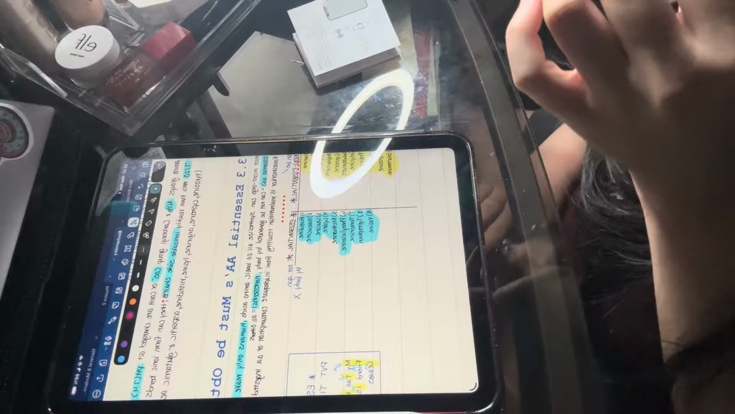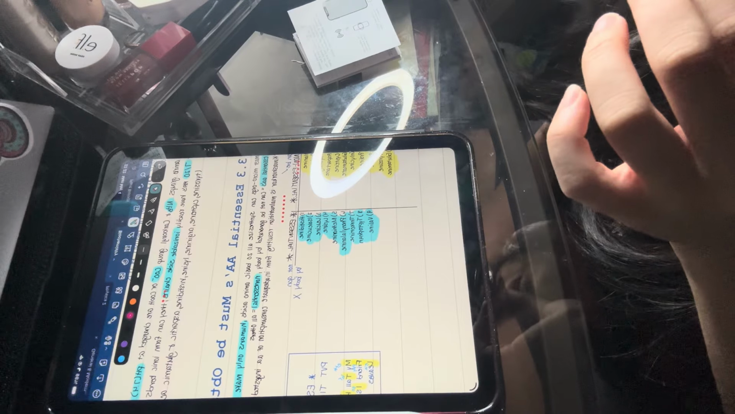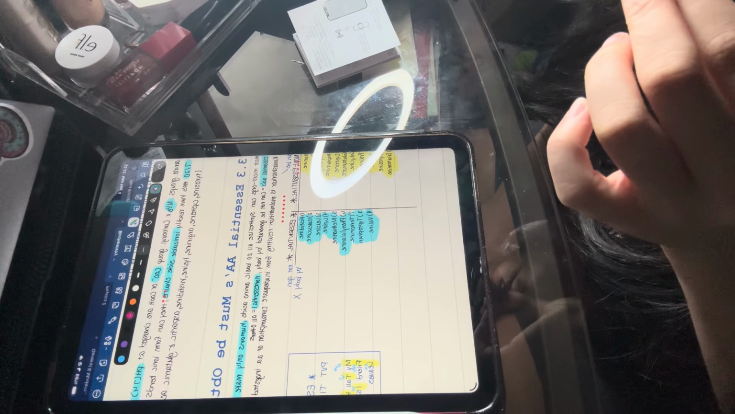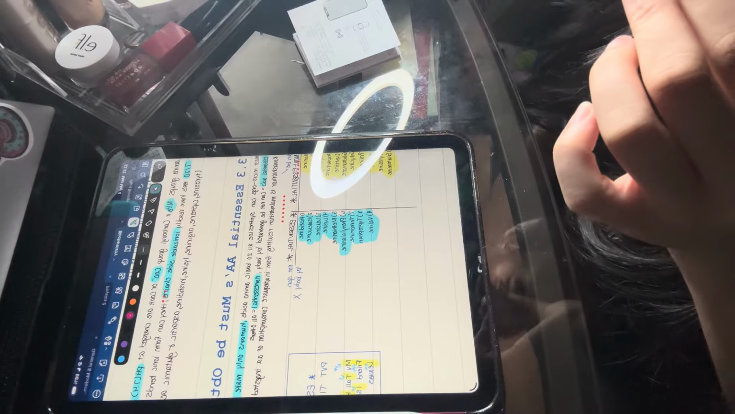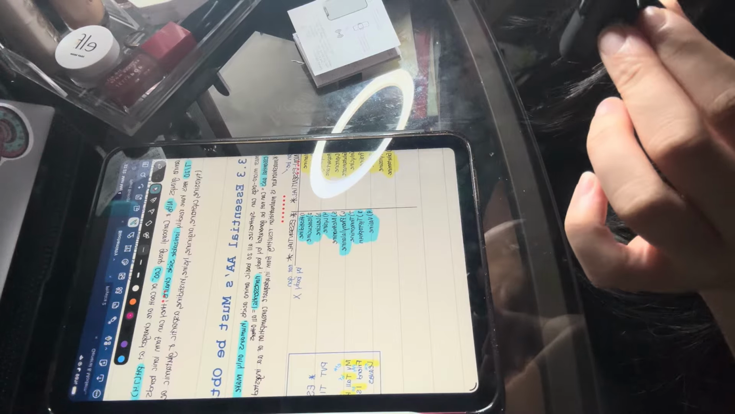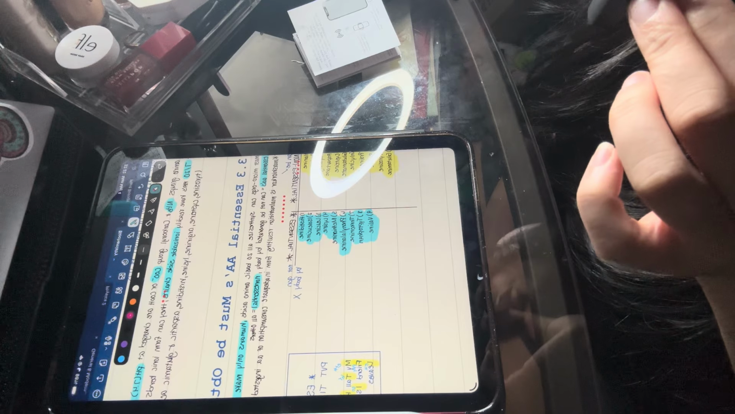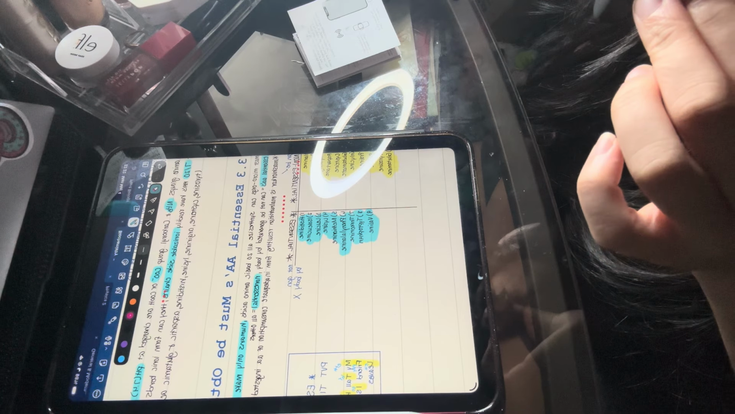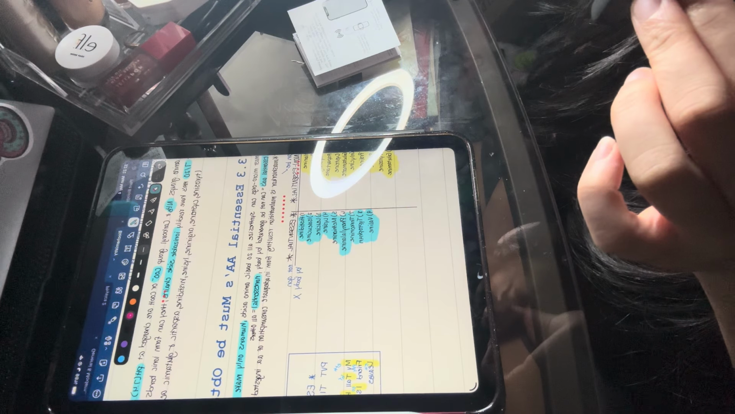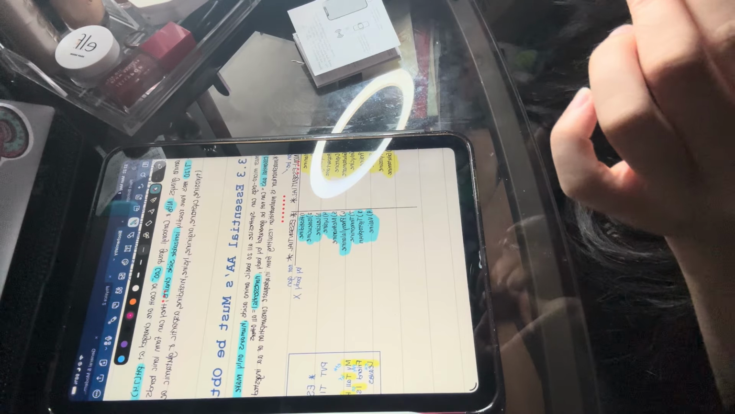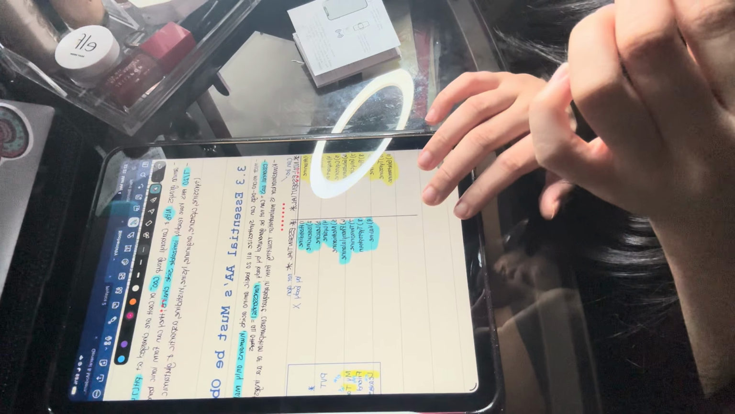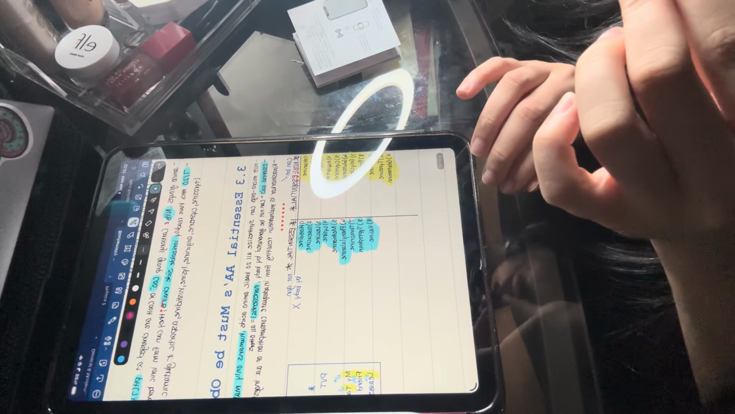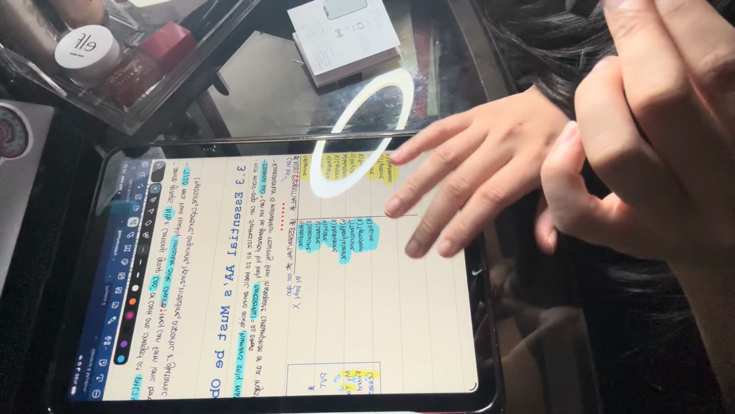For essential amino acids, we have histidine, isoleucine, leucine, lysine, methionine, phenylalanine, threonine, tryptophan, and valine. We have 11 in the non-essential category and 9 in the essential category.